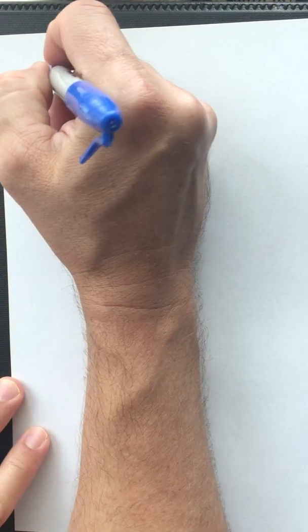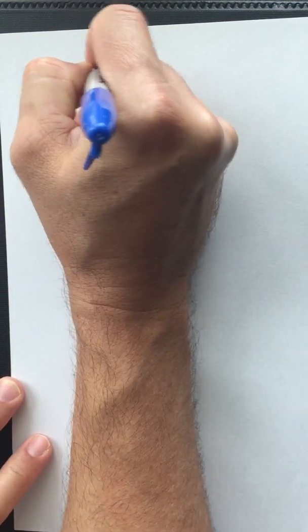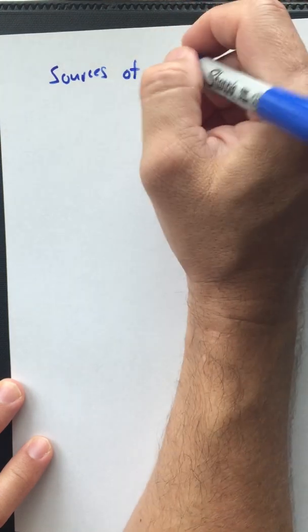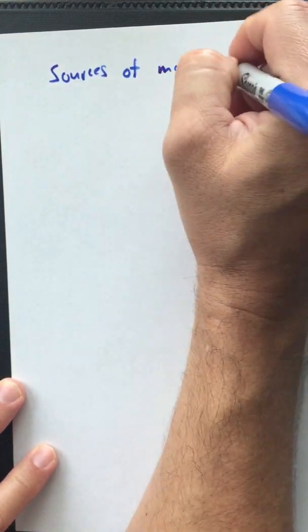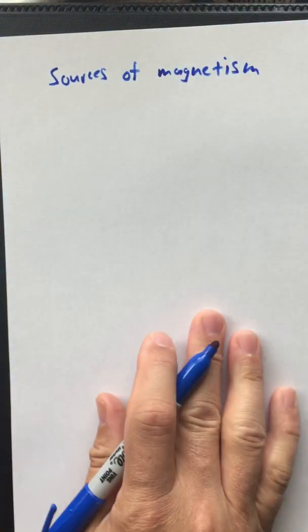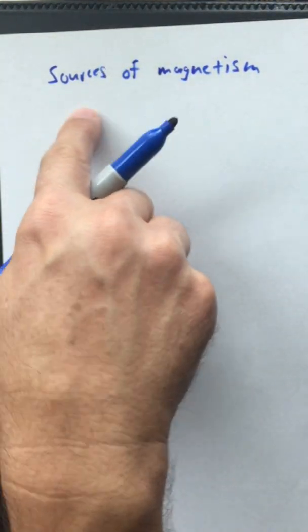Now, let's talk a little bit about sources of magnetism. And I'm not saying sources of the magnetic field. That would be the poles, right? Just like the source of an electrical field are charges, the sources of a magnetic field are the north and south poles. I mean, the sources of magnetism, where does it come from?